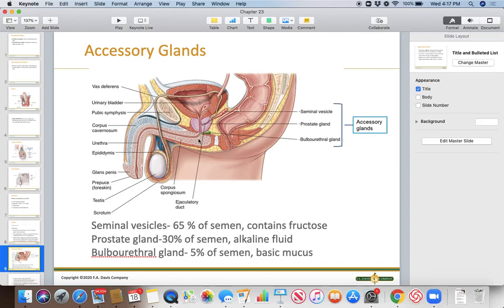It's an alkaline fluid, which helps to neutralize the acidic environment inside the vagina, so those sperm have a chance of surviving. Then down here is the bulbourethral gland. There's one on each side. They produce 5% of the semen fluid. They produce a basic mucus. It lubricates the urethra, also cleans out any acidic urine that might be left in there. And then the penis is here. Its job is to deposit sperm into the vagina.